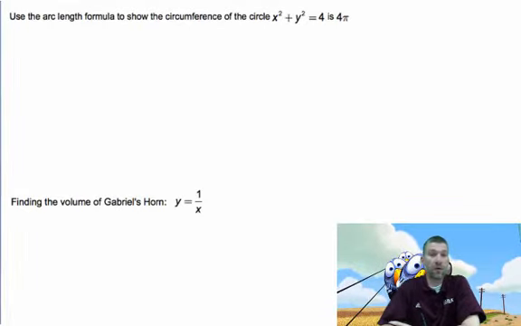Okay, we're going to use the arc length formula to show that the circumference of the circle, x squared plus y squared equals 4, is 4 pi. So let's get some things that we can work with here because we don't necessarily want to work with a super nasty function. If I were to graph this circle, it's got a radius of 2. So it comes out here to 2, comes up 2, comes over here 2, and it goes down 2.